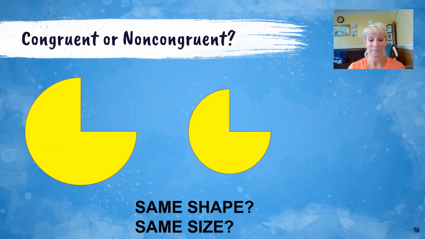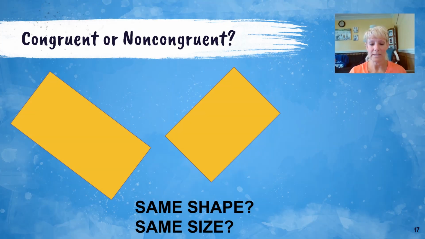What about these? All right, they are the same shape. They are not the same size, so they are not congruent. What about these? Okay, they are the same shape, not the same size.